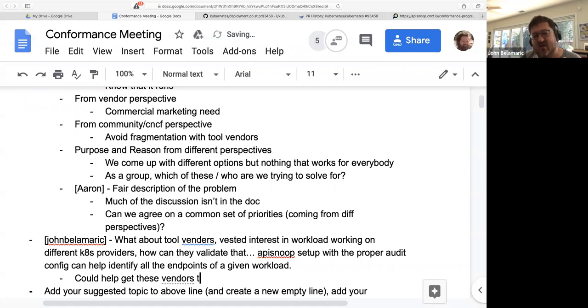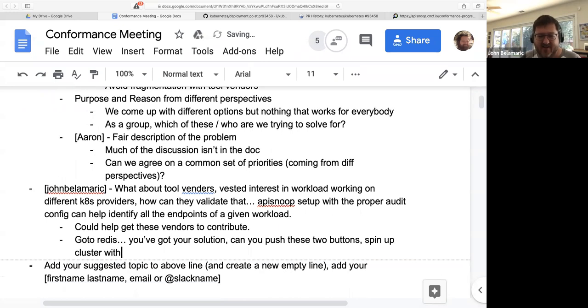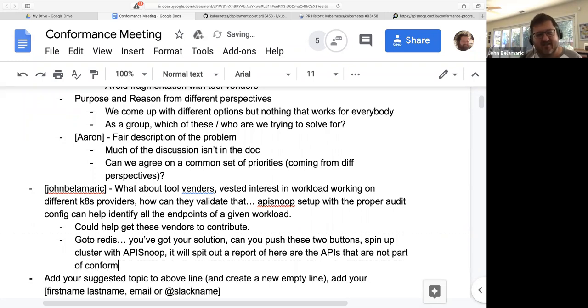And we can go to, I don't know, Redis and say, hey, you've got your packaged solution for your product. If you just push these two buttons here, spin up a cluster with this configuration, ideally it does everything for you. And it'll spit out a report of the APIs that you're using that are not currently part of conformance. And you can help out by going to the conformance meeting and talking about these, identifying which ones should be part of conformance, working with the team there and writing some tests, right?